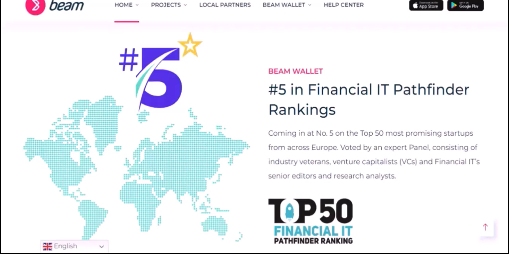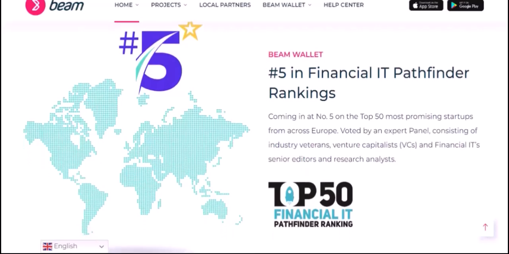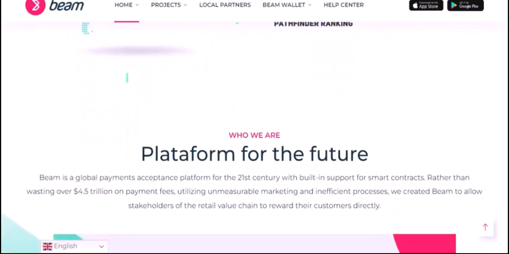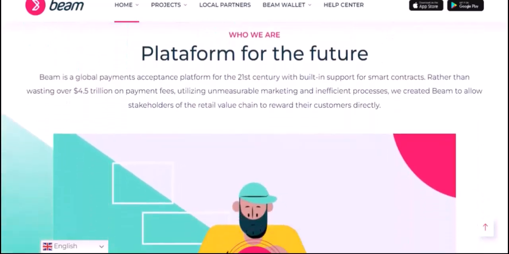Why choose Beam USDT? There are several reasons why you might consider using Beam USDT. Privacy. If you value your financial privacy, Beam USDT is an excellent choice. Its confidential transactions can help protect your personal information. Stability. As a stablecoin pegged to the US dollar, Beam USDT offers a relatively stable value compared to other cryptocurrencies. This can be beneficial for those who want to avoid the volatility of the crypto market.